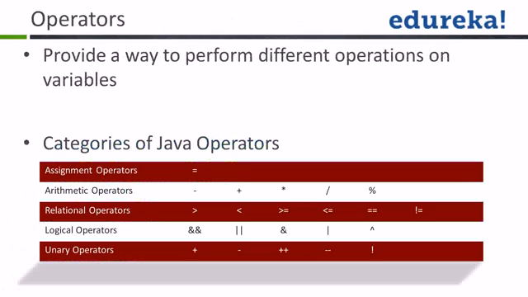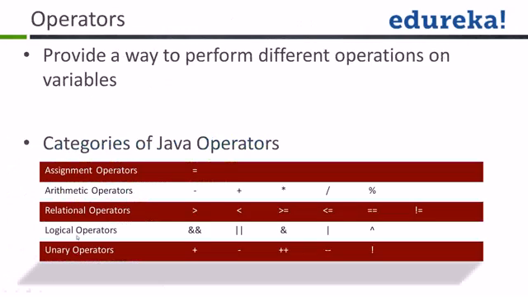Now I come to operators. We understood what data types are in Java. We understood what variables are, that is how to store values in a Java application. Now it's time for us to understand how to perform different operations on these variables, because in the real world you also have different operations like addition, subtraction, multiplication, division. For that we have different operators in Java, and they have been divided into different categories.